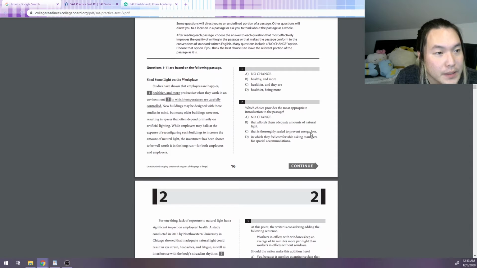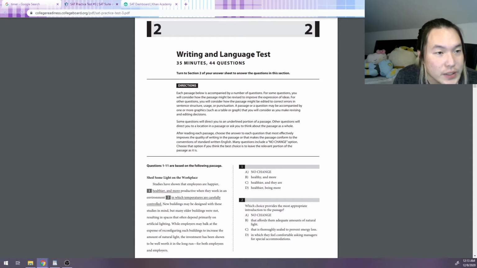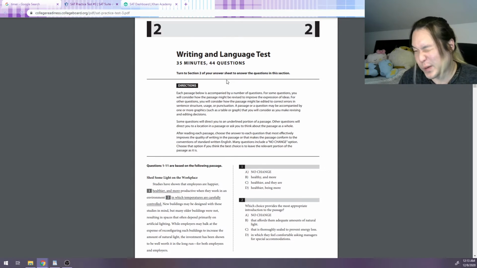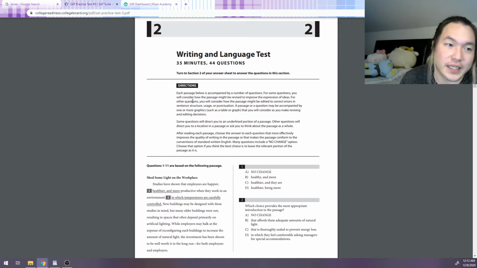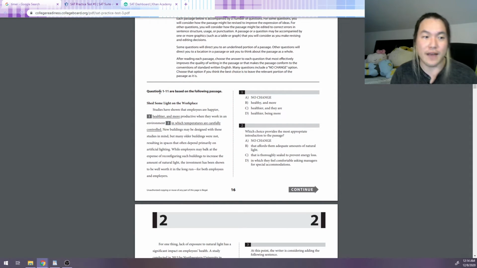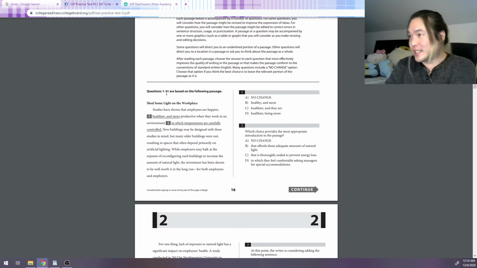Okay, so here we have section 2, writing and language, 35 minutes for 44 questions. If you divide that up into the 4 passages, it's about 8 minutes and 46 seconds, but I'm going to round up for you guys and give you 9 minutes on the timer. All right, so you're going to work through questions 1 through 11. Don't be anxious. I think you're going to do great.